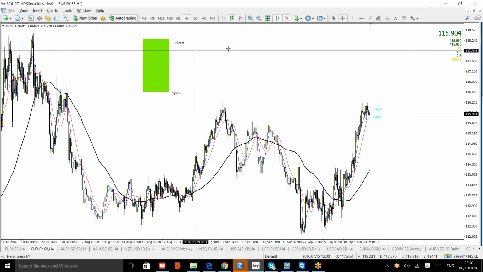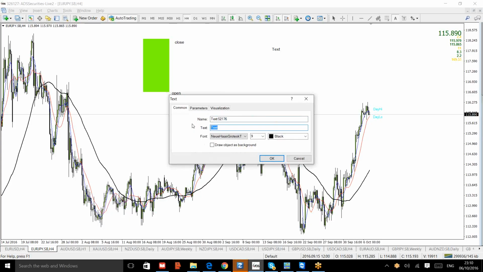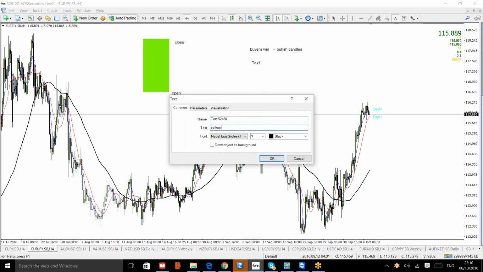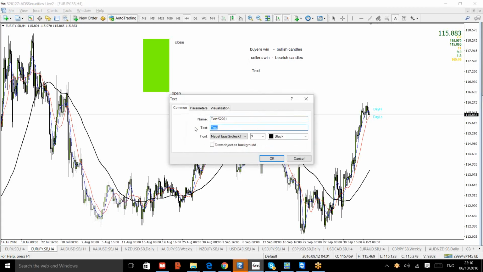Okay. Now remember, very quickly, guys, there are three possibilities as far as the candles are concerned. Buyers win: we call them bullish candlesticks. The second possibility is sellers win: bearish candles. This is the most important lecture that I'm giving you guys. Believe me, that is it. And the third possibility is no one wins.